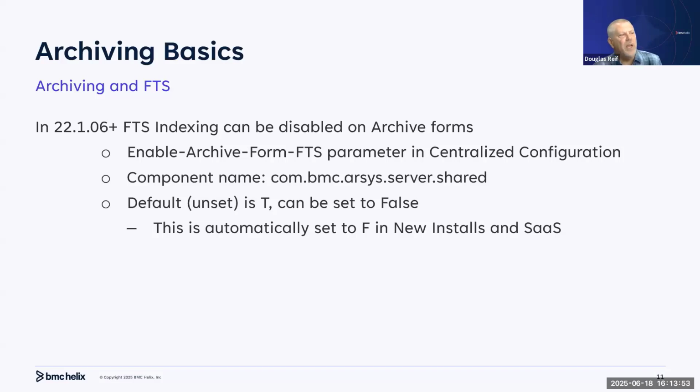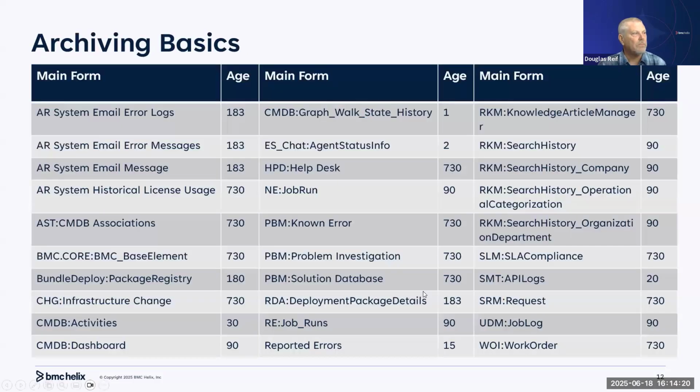So in 22106, we added a parameter called Enable-Archive-Form-FTS, and that gives you the option of not indexing archive data. Now in the SAAS environments, we set that to false. So the enable part is false. It is not enabled. And for on-prem customers, you can do the same thing. You can add that parameter, Enable-Archive-Form-FTS, set it to false, and your archive data will not be FT indexed.